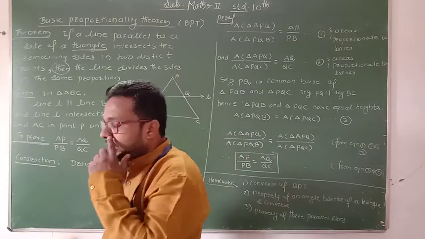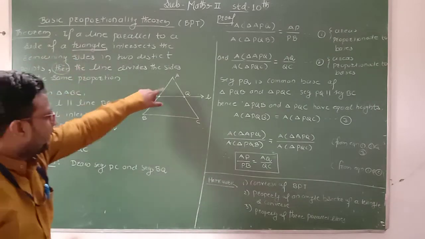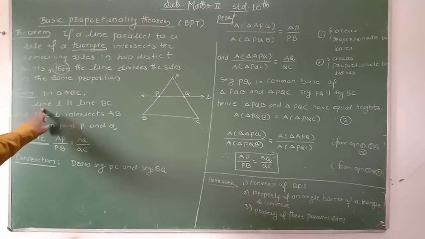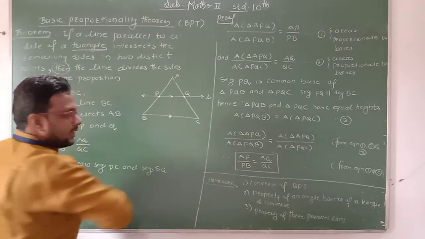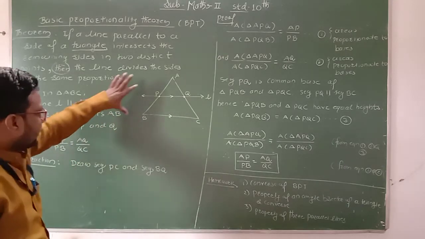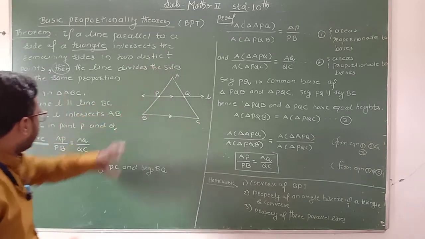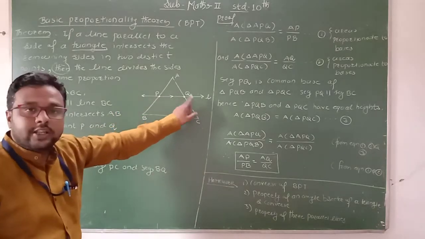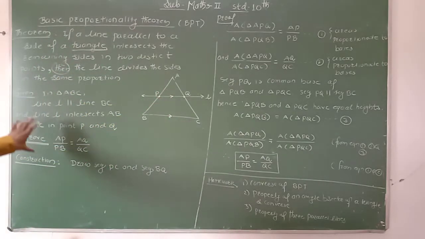Now according to the statement, first we write the given part. What is the given part of this theorem? Here we draw the triangle. Therefore we write: in triangle ABC, the line is parallel to BC. This line is parallel to BC. This is given. Then line L intersects AB and AC, these two different remaining sides of the triangle, that is AB and AC, in points P and Q, in two distinct points. Now according to the theorem, here we draw the figure and we write the given part.